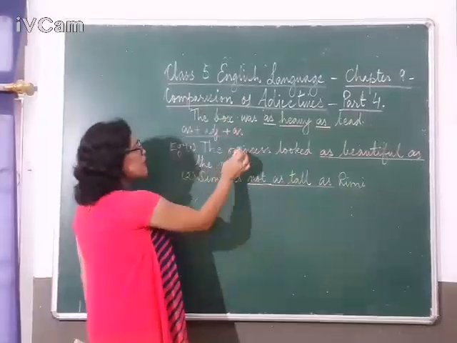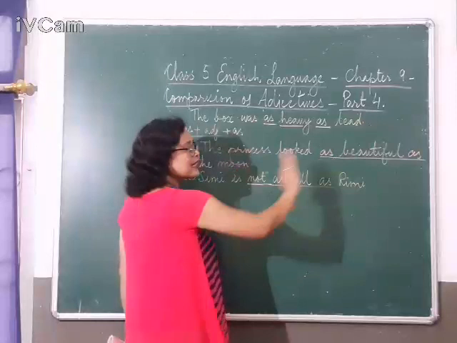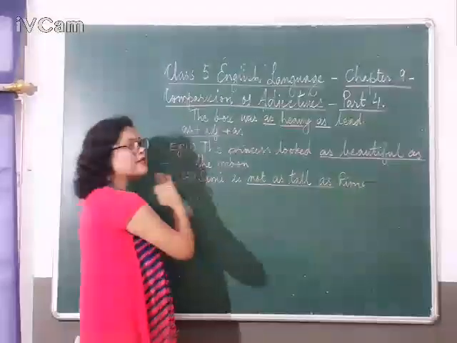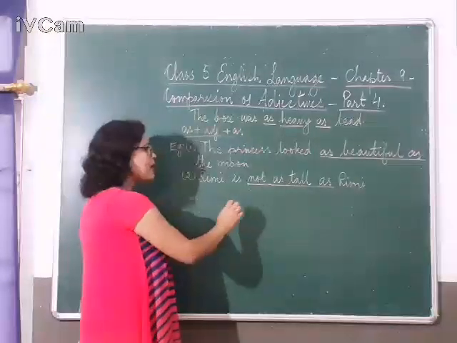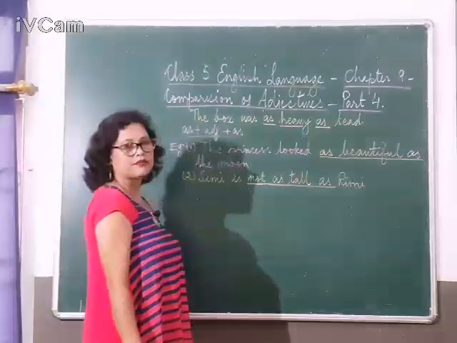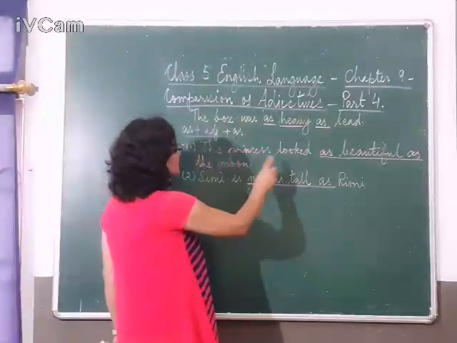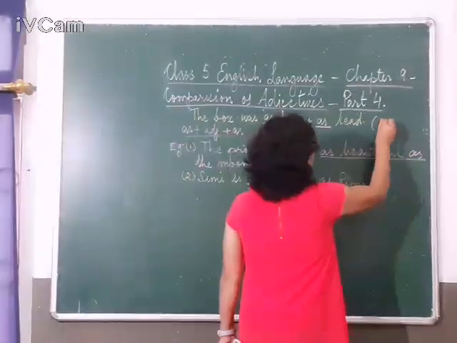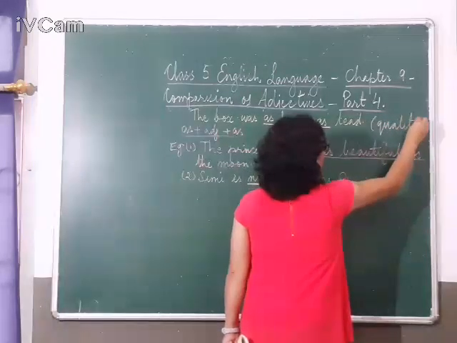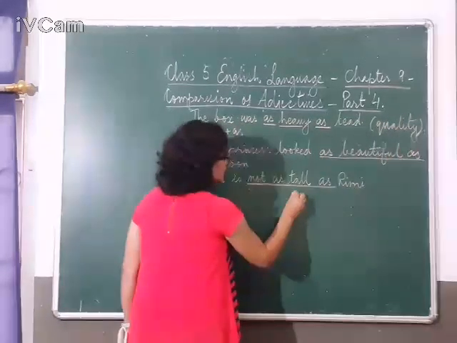Whereas here, princess and the moon, they are the same. The beauty is the same, but in number 2, they are not the same. We compare them, but they are not the same height. Understood, children? This one is quality. Now, quantity.